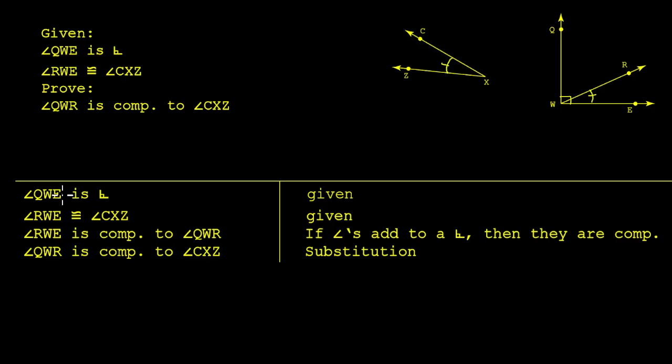So now let's go to the lines of the proof. Angle QWE is a right angle, given. Angle RWE is congruent to angle CXZ, given. We've already put that on the diagram.